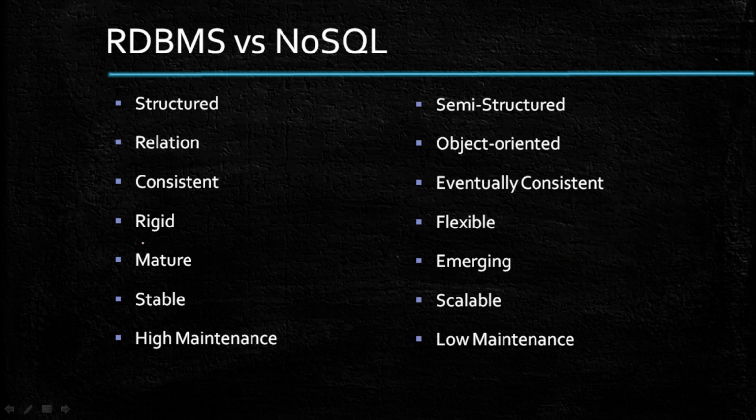Next point is schema, and NoSQL is flexible. We will discuss this point on the next slide. Next point is maturity, and NoSQL is emerging. SQL is stable, but NoSQL is scalable. SQL maintenance cost is very high, but NoSQL maintenance cost is very low. This point we will discuss on the next slide.